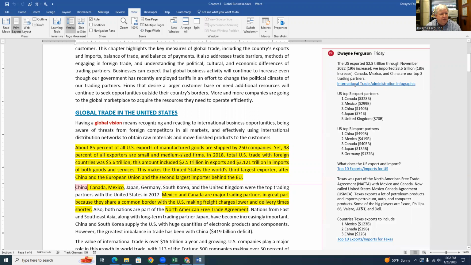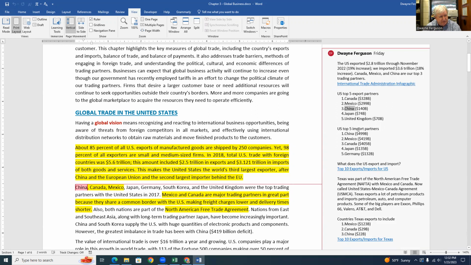I listed for you here our top 5 export partners: Canada, Mexico, China. It's been this way for years and years. The order may change at times, but they're our top 5 export partners. In other words, we export the most of our goods to Canada, and then to Mexico, and then to China.